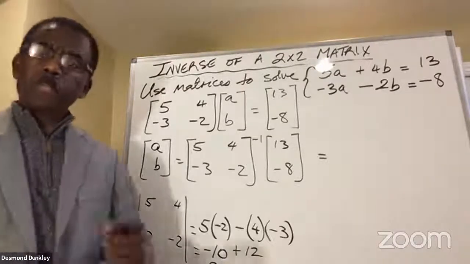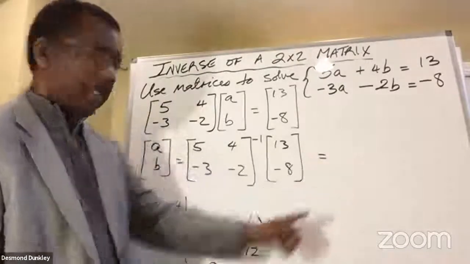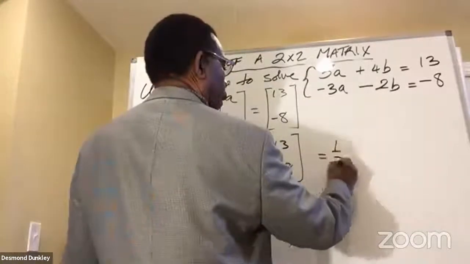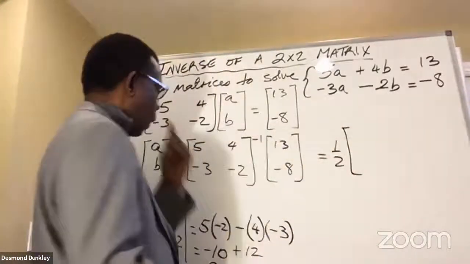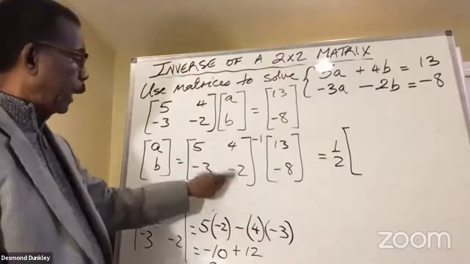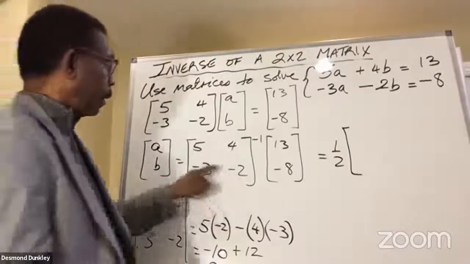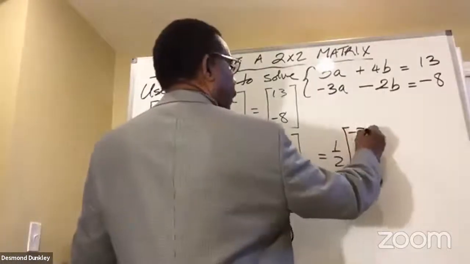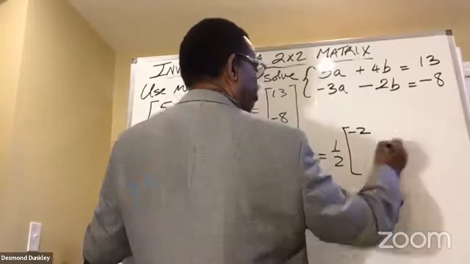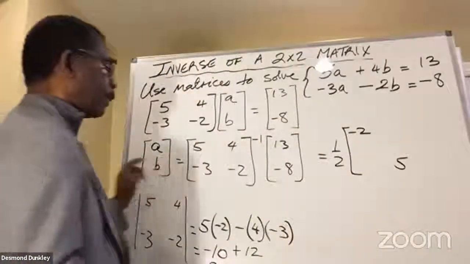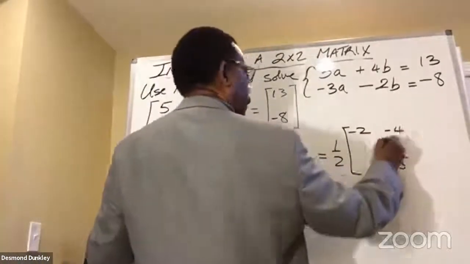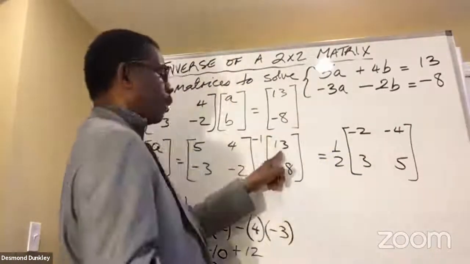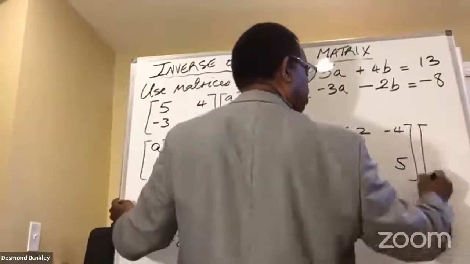So according to the routine, it's going to be 1 over the determinant. So it's going to be 1 over 2 times these two change positions and these two change signs. So negative 2 goes here, 5 goes there. Change the signs, negative 4, positive 3. And then of course we have 13 and negative 8.